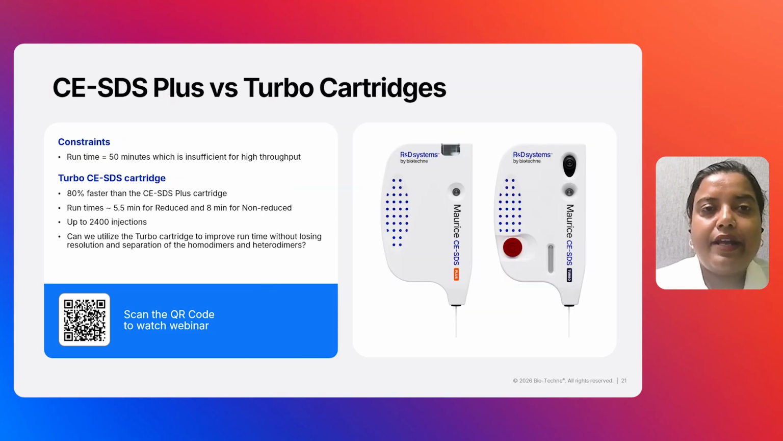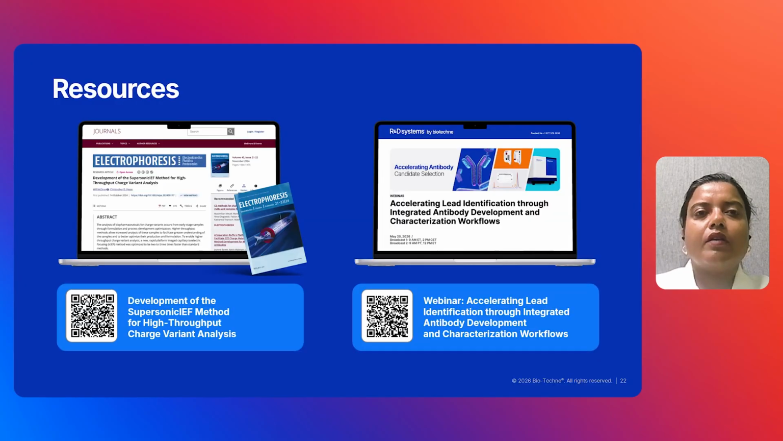So far for their analysis, the Maurice CE-SDS Plus cartridge was used to distinguish the heterodimer from the homodimer, but throughput was lacking. So the Turbo CE-SDS Plus was introduced, which would provide them with 80% faster results than CE-SDS Plus and with up to 2,400 injections per cartridge.